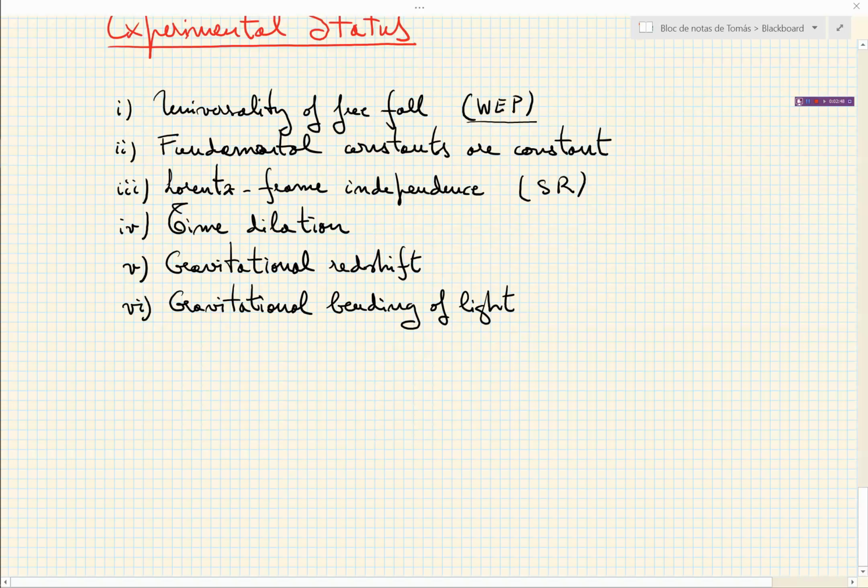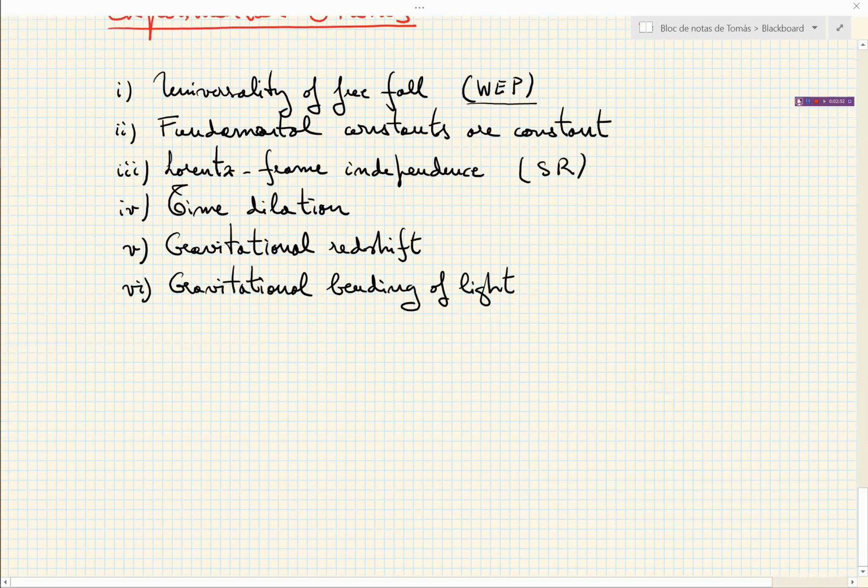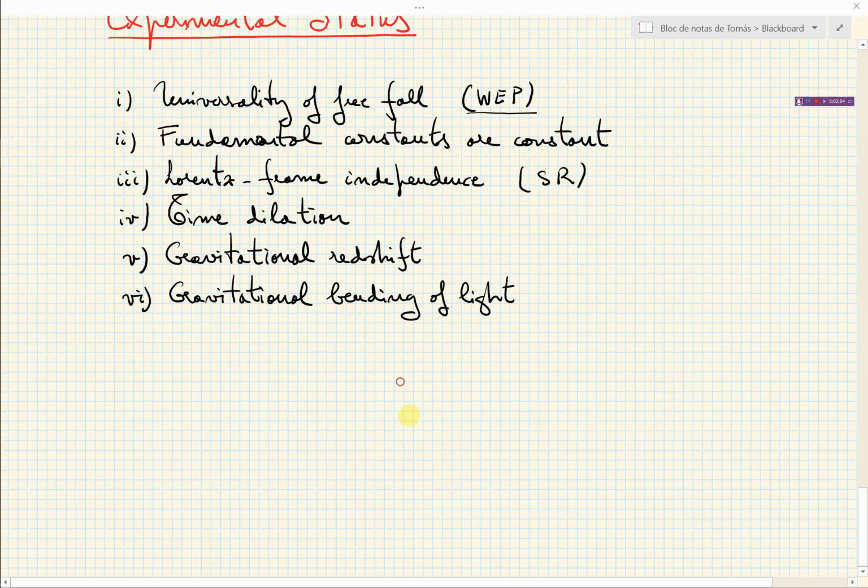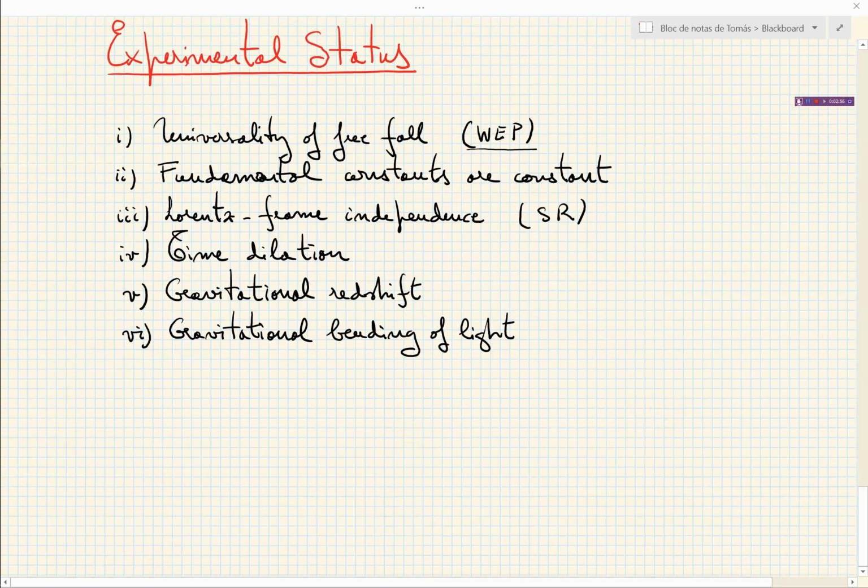We have already seen that no difference has been detected yet, and what are the experimental bounds on the possible differences when we studied the weak equivalence principle. So let's go to the next prediction.